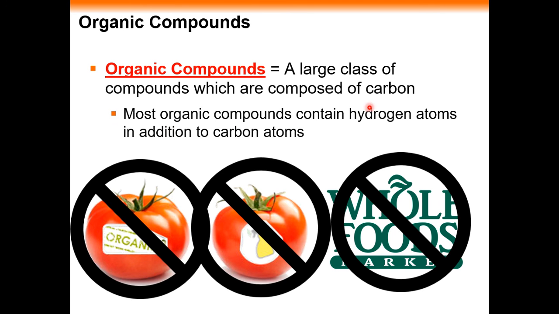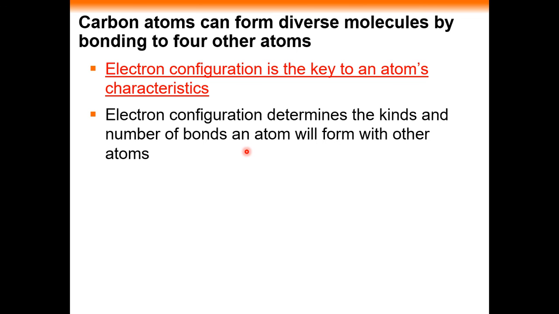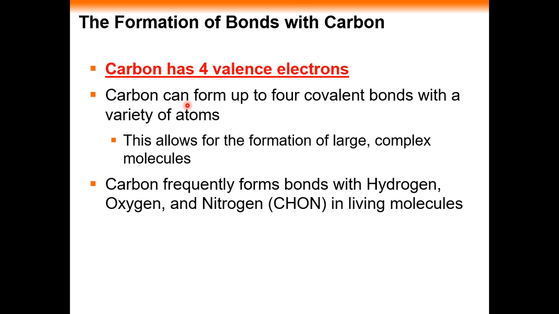Most organic compounds contain hydrogen in addition to that carbon. So a lot of times they're carbon and hydrogen. I like to think of those two words together when you think of organic. So carbon can form tons of different things. It can bind to 4 different other atoms because of its electron configuration. That determines how it can interact. Because remember, carbon has 4 valence electrons.